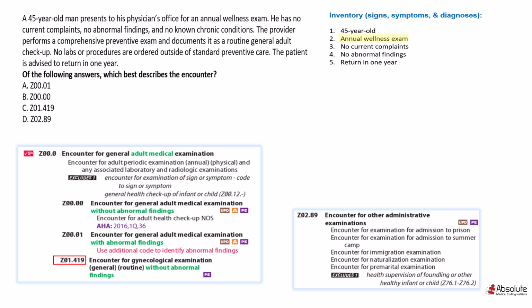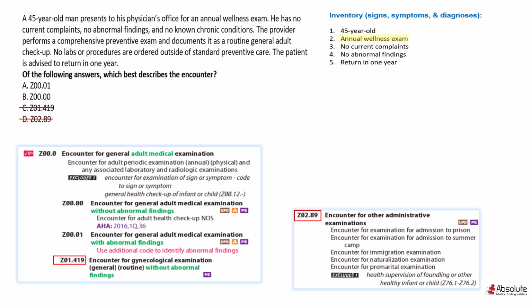So we have a patient presenting for annual wellness exam. Moreover, this is a male patient. So option C, Z01.419, has to go. Option D is coding for Z02.89. That is for encounter for other administrative examination. And you can see the different types of examination which can be coded under Z02.89. We had the patient presenting for annual wellness exam, so we can eliminate option D as well.